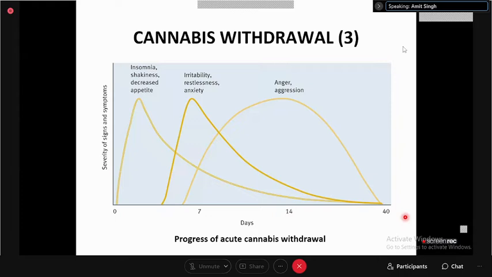So here we can see that within the first 7 days, there occurs insomnia, shakiness, decreased appetite. So these are the acute features of withdrawal. Then in about 1 to 2 weeks, there may be persisting complaints related to irritability, restlessness, and anxiety. Beyond that, it is primarily low mood, lethargy, or some irritability, but the symptoms usually decrease after 1 to 2 weeks of abstinence.